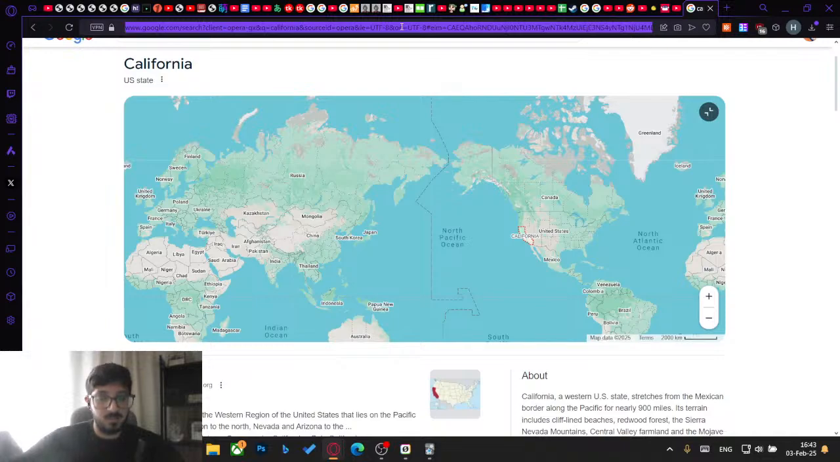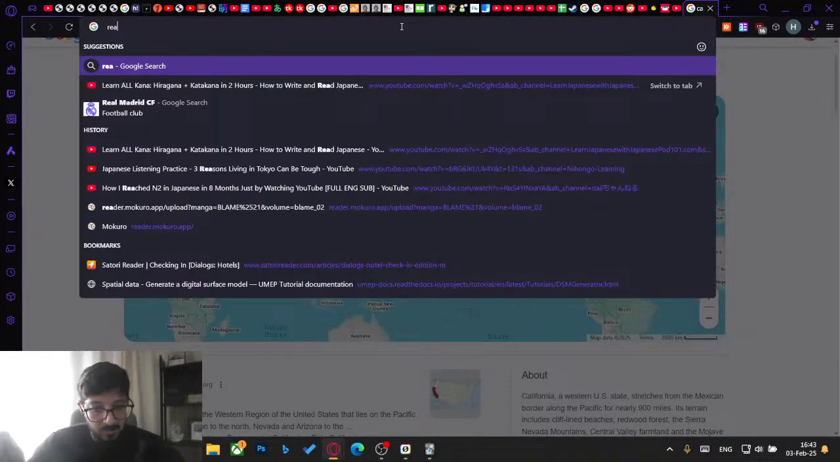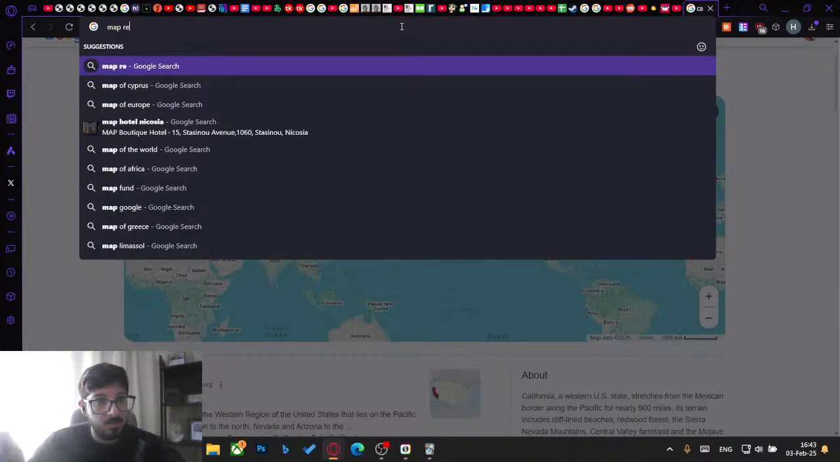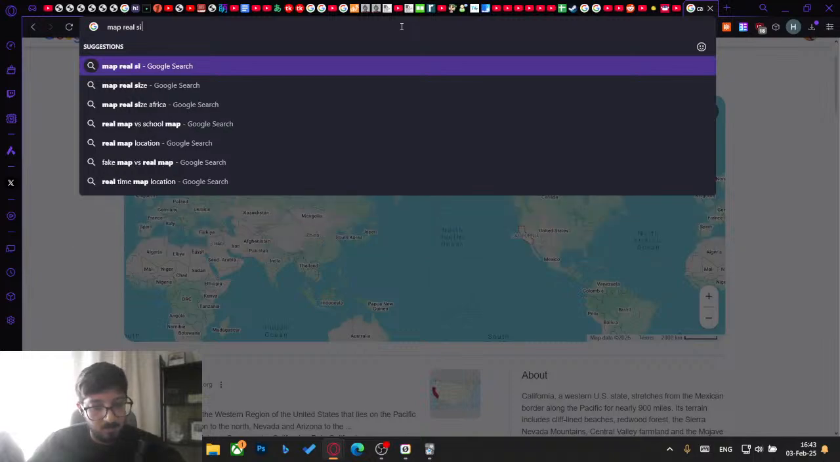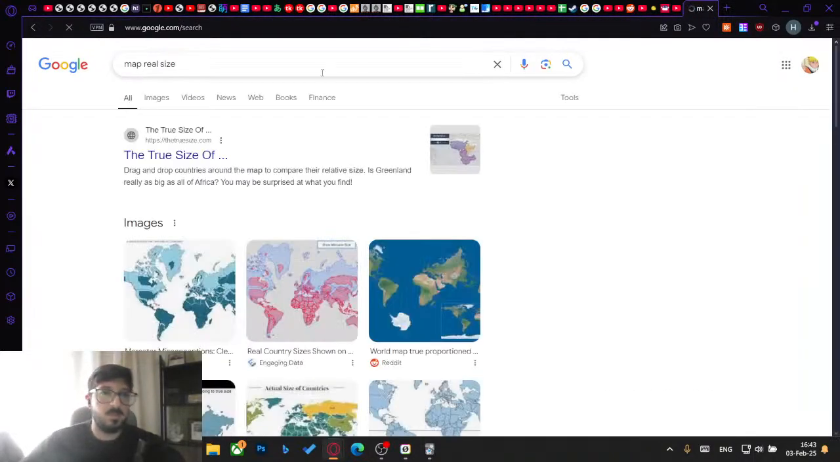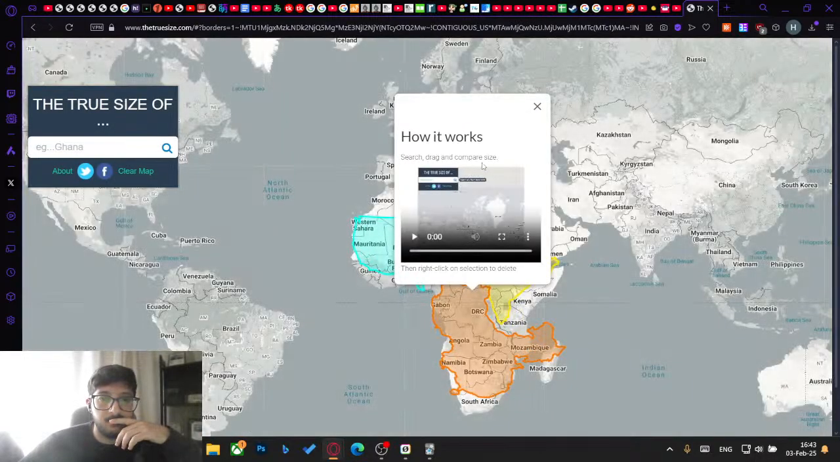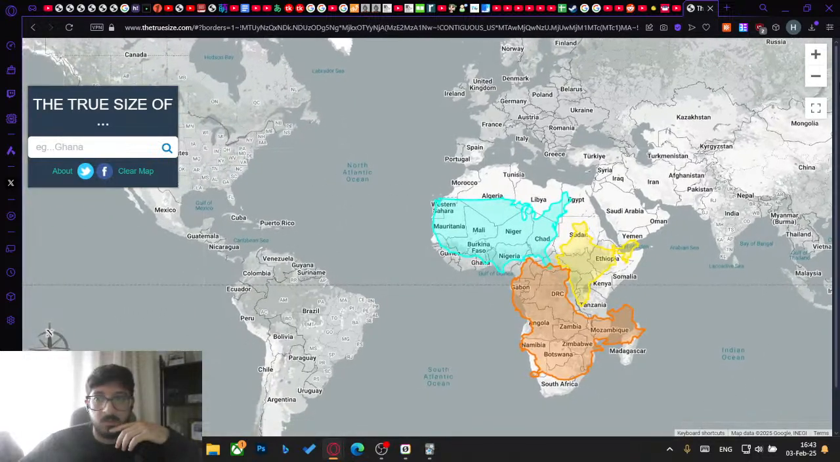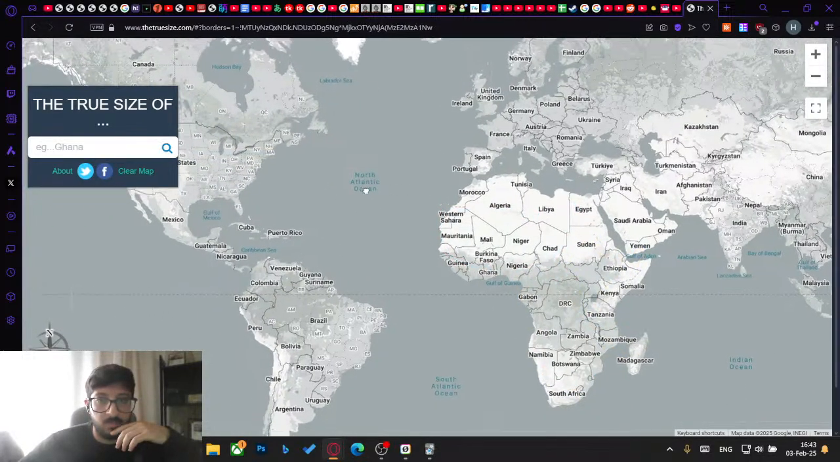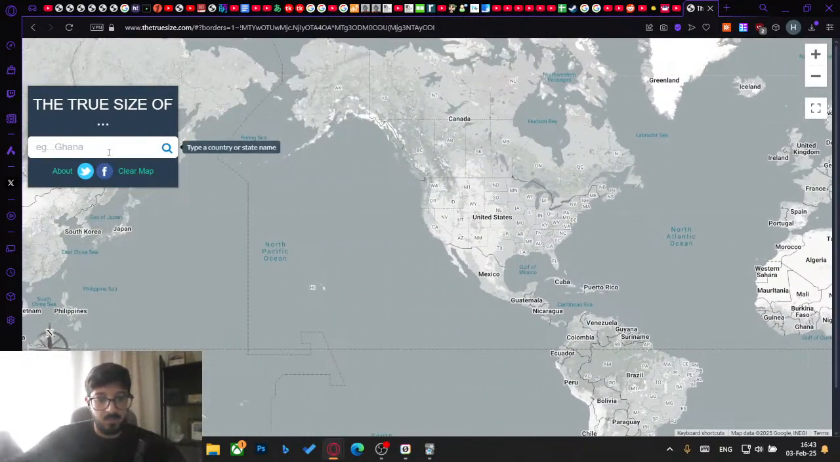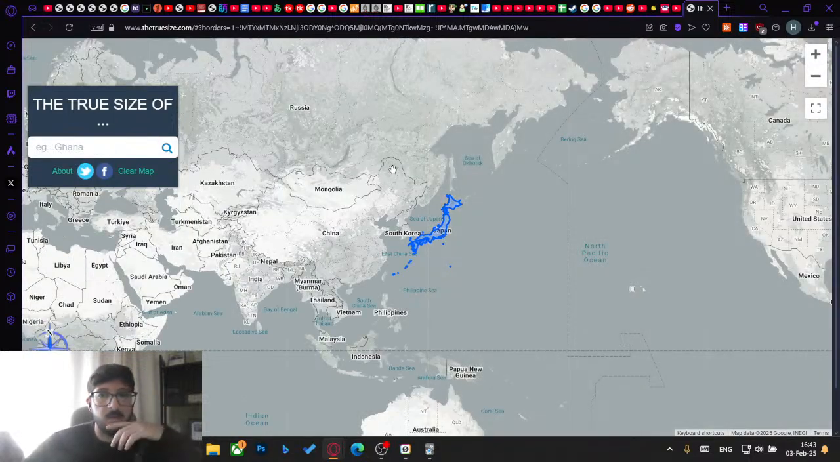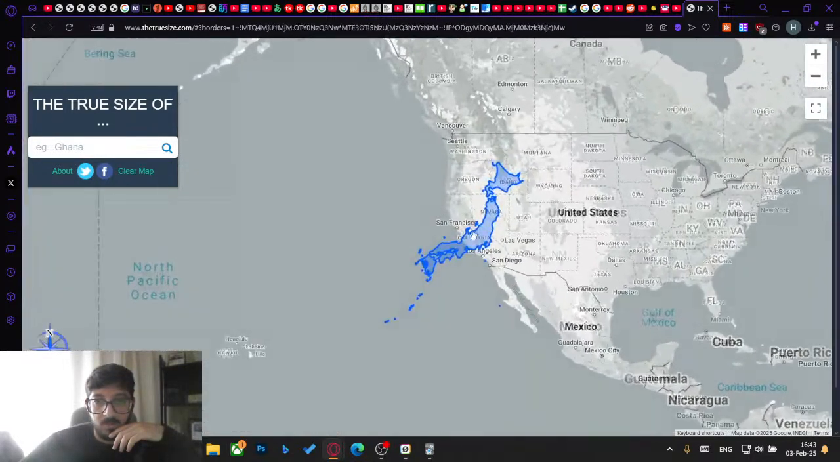Wait, there is a map. Real map, real size. The true size of the maps. Yeah, I know how it works. So this is Japan, okay? This is California.